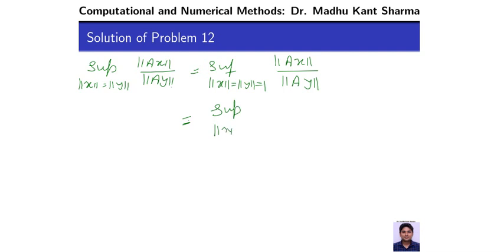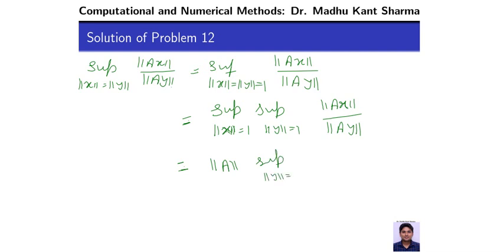Okay, so now this is equal to norm A times the supremum over norm of y equals 1 of 1 by norm Ay, which is the same as 1 upon the infimum over norm of y equals 1 of norm of Ay. We are going to show this is nothing but the norm of A inverse, the subordinate matrix norm of A inverse.